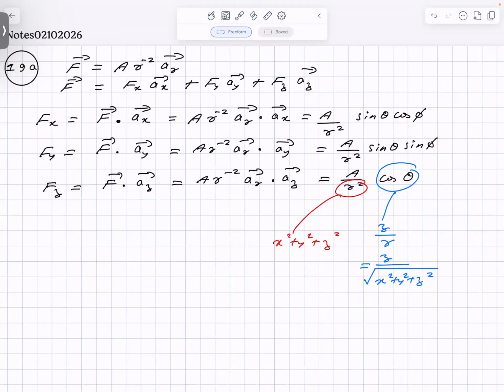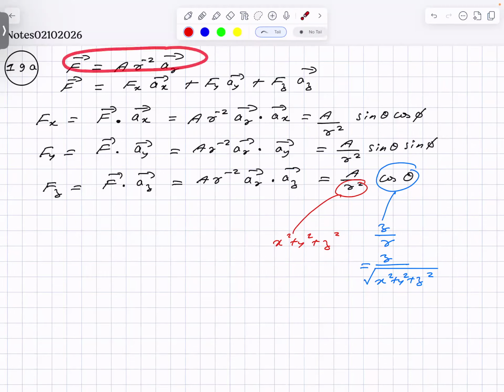We don't have direct transformation equations for cylindrical to spherical or spherical to cylindrical. So when we need to transform from cylindrical to spherical or vice versa, we always transform to the rectangular system first. And that's what we're doing here. In this problem 19a, before we can transform this vector given in the spherical system to the cylindrical system, we are trying to transform it to the rectangular coordinate system. And so we got up to this point.